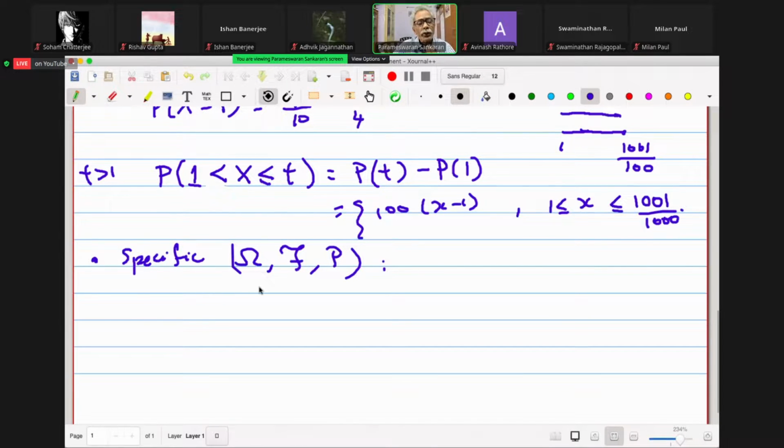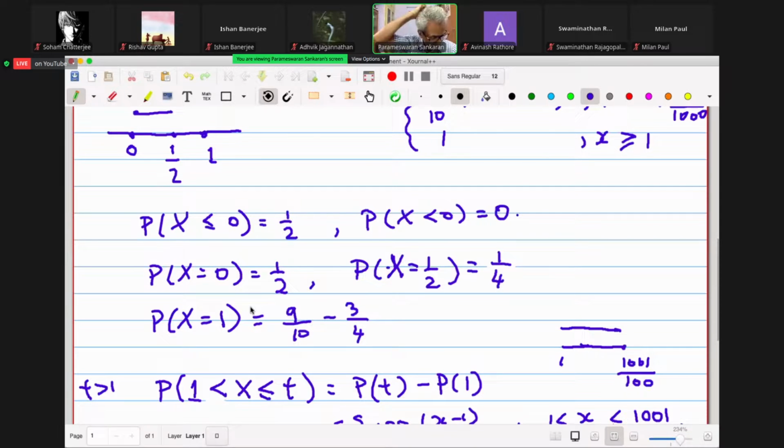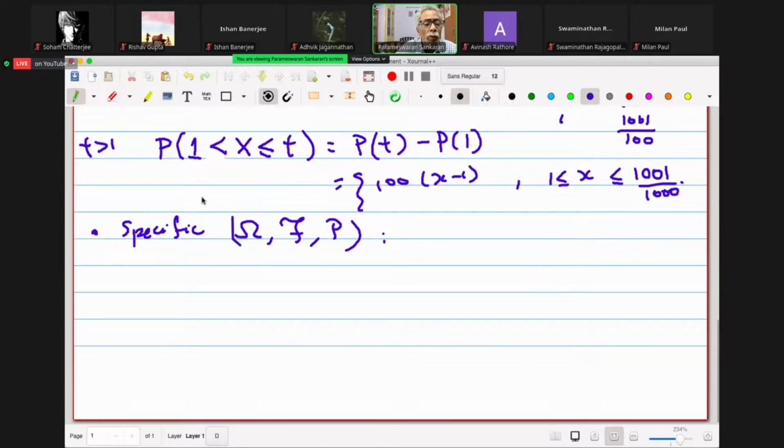So you keep your omega as simple as possible. How many points do you want for x to take discrete values 1, 2, 3? You just take omega to be discrete: 0, 1. I need not have put 0, but I put it already, so I'm not going to correct myself. 0, 1, 2. Why 3? 3 is not needed.